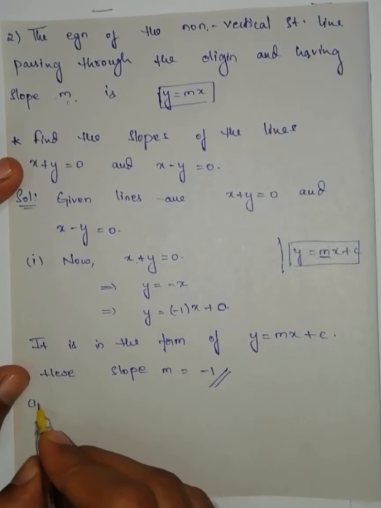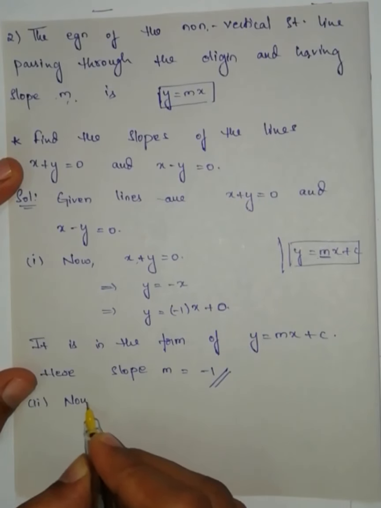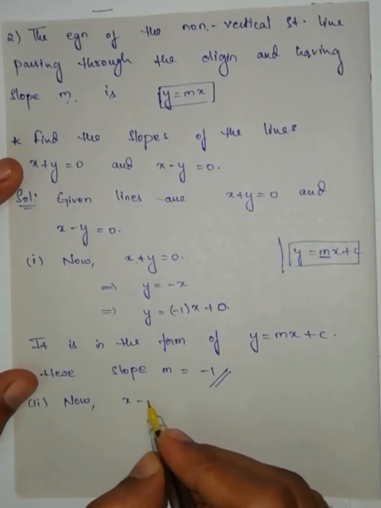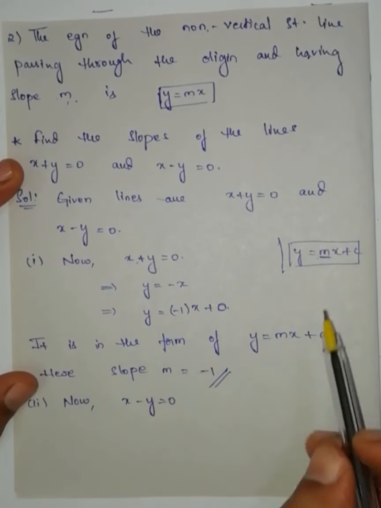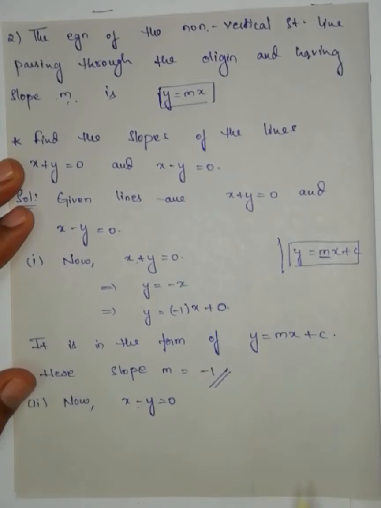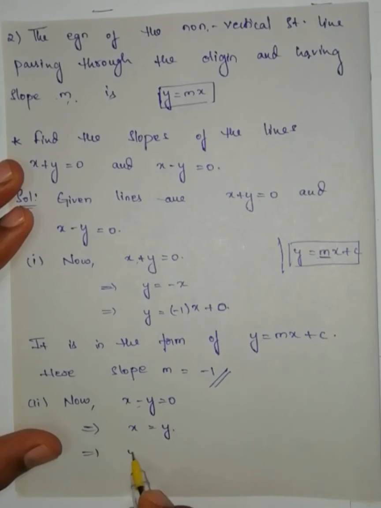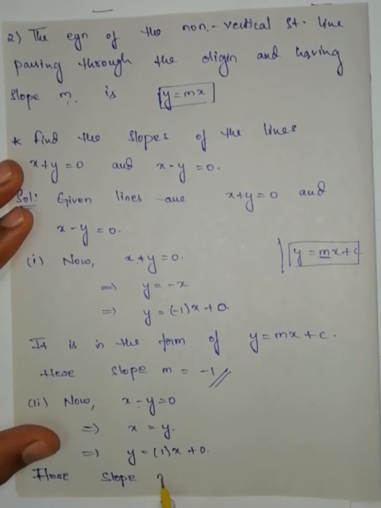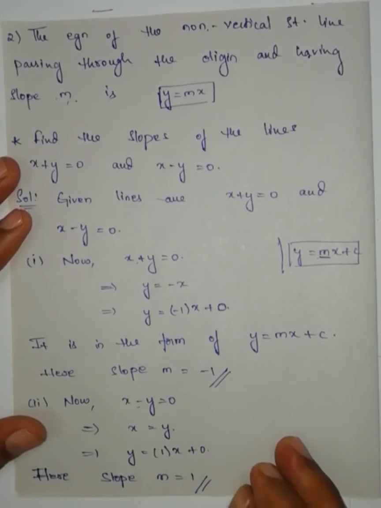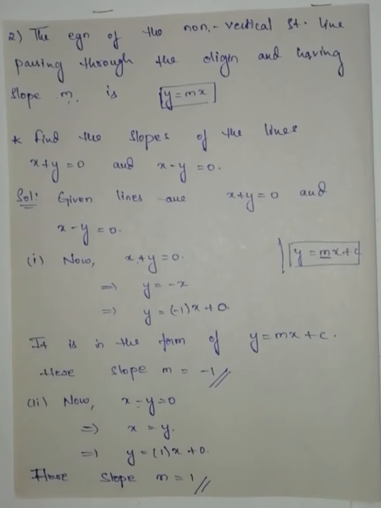Second one. Now, what is the second equation? X minus y is equal to 0. The same thing. I will try to write this in this form. So what you will get if I send y to that side, x is equal to y. This implies y is equal to 1 into x plus 0. Here slope m is equal to 1. This is the answer.